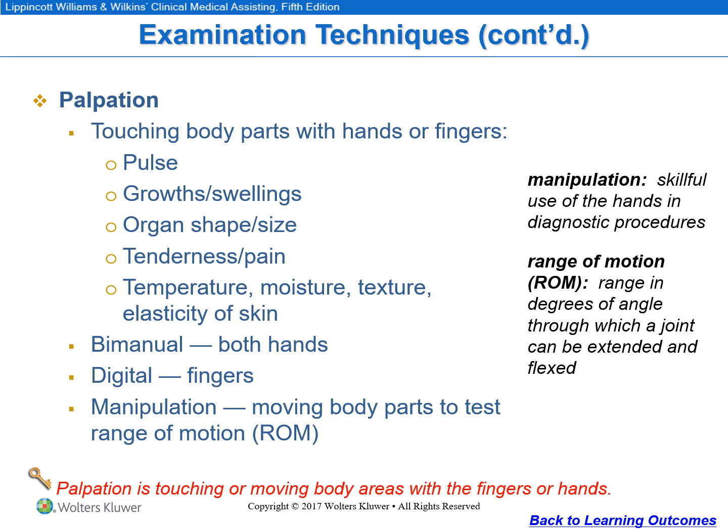Palpation. That's where we're going to touch the body and we're going to feel. So you do palpate a pulse. But other things that a provider will be palpating for: growth, organ size or shape, tenderness, moisture. So again, we talked about bimanual, that's using both hands, digitals, fingers, and manipulation is just moving a body part to test range of motion.